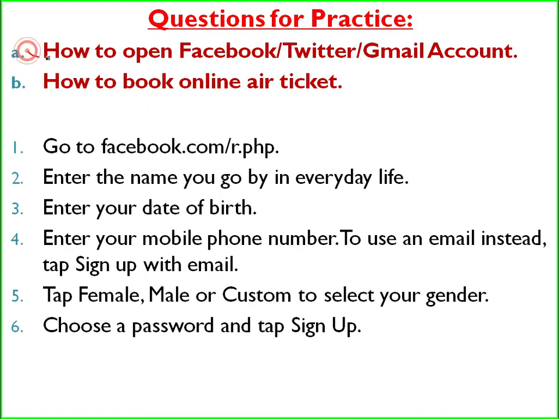Question for practice. How to open a Facebook, Twitter, Gmail account, how to book online air tickets. So here you have to follow, for example, how to create a Facebook account. Go to facebook.com, enter the name you go by in everyday life. Enter your date of birth, enter mobile number or use an email instead of signing up with emails. Tap female, male or custom to select your gender. Choose the password and tap sign up. There are several steps of creating a Facebook or Twitter or Gmail account. So you can go through that and practice in your own ways.